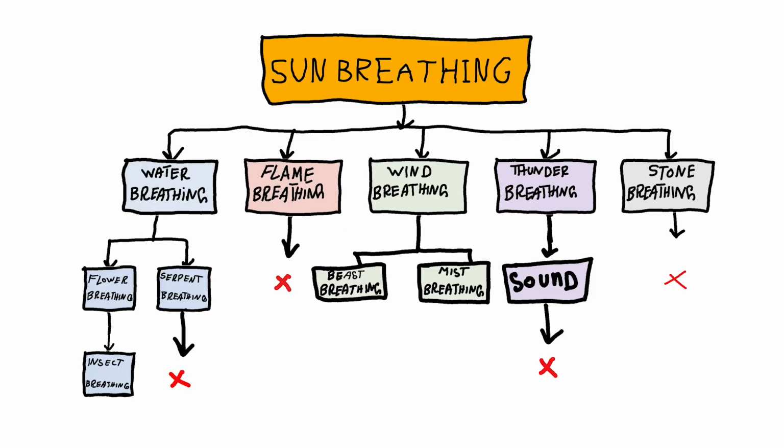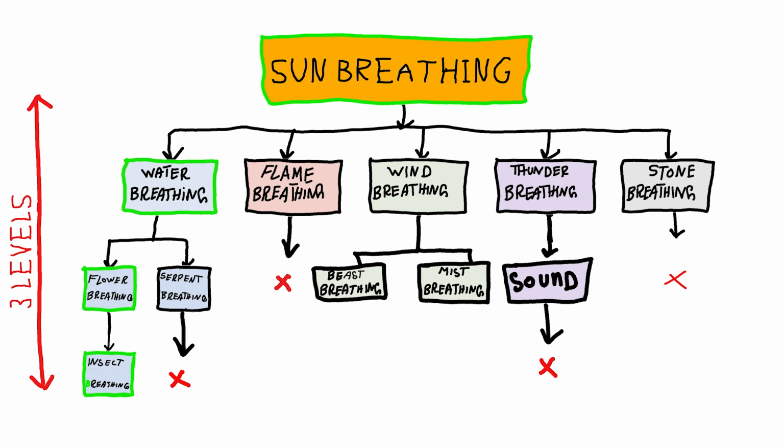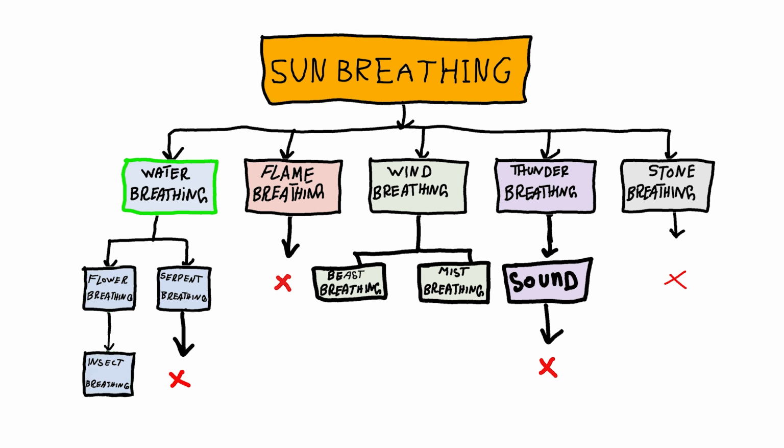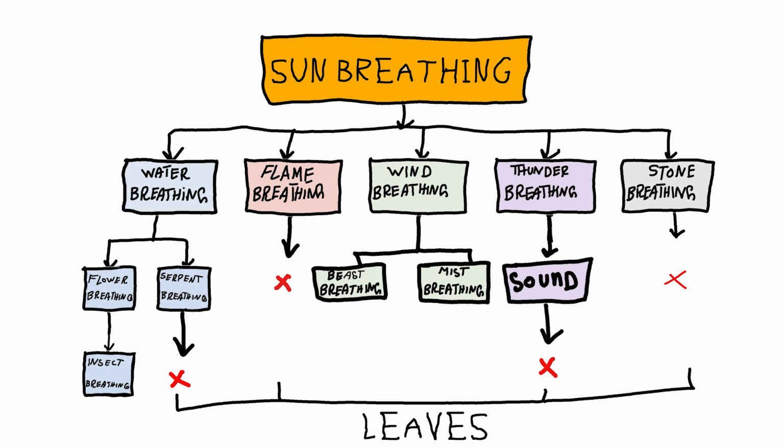Now the mechanic. Let's actually build the tree the way the manga lays it out. Sun is the root, the top of everything. Its 5 children are the main breaths. Water has its own children, flower and serpent, and flower has a child of its own, insect, which puts insect a full 3 levels below sun. That makes both water and flower a parent and a child at the same time. They are mid-tree, and the styles with nobody beneath them, like flame, serpent, and sound, those are leaves.